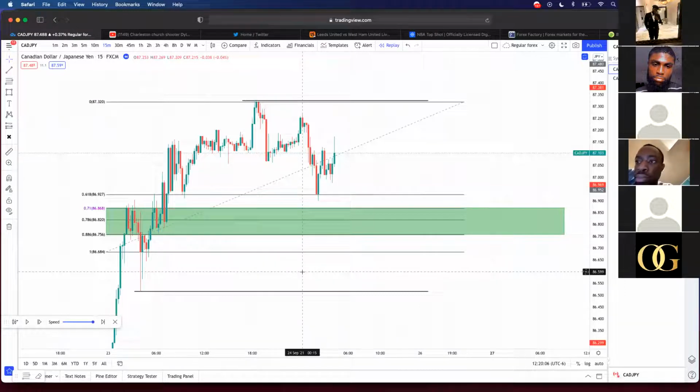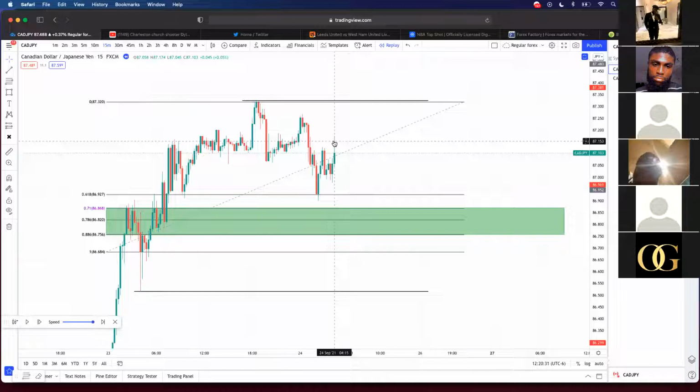All right. So what is the time? This is CAD JPY. The time here, can you guys see my time on the screen? If you can see my time and date, can you type that out in the chat so I understand that you guys can see it? Can you guys see the time on my chart? What is the time?